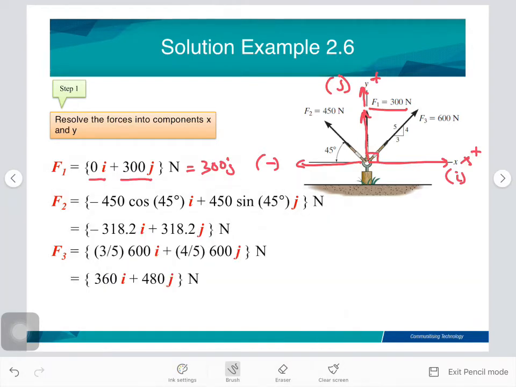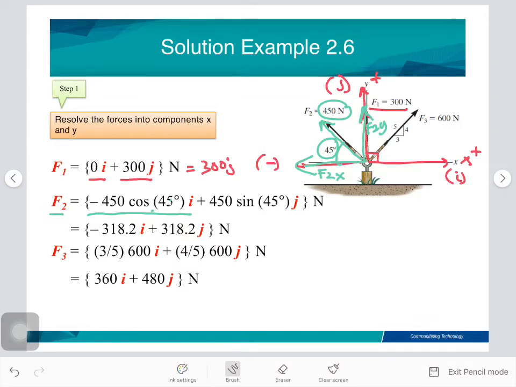Next is F2. This F2 is resolved into F2X and F2Y. This is the angle 45 degrees, so you can resolve into F2X and F2Y. You can write like this: F2 is equal to negative, because the direction in X is negative, negative, the magnitude is 450, so negative 450 times cos 45, because this angle is near to the x-axis. That is why it becomes cos.